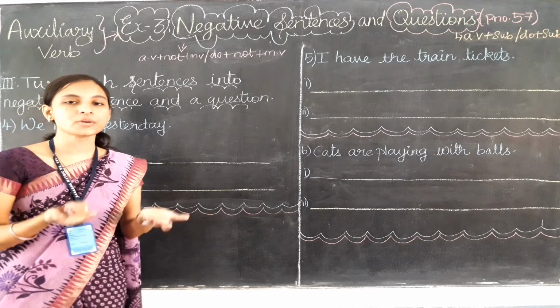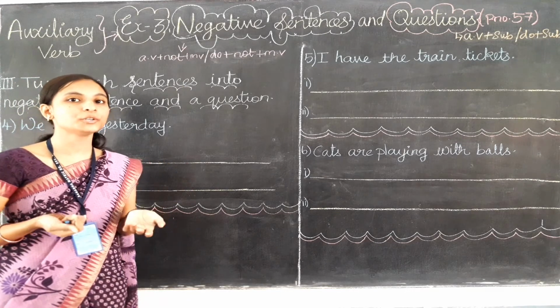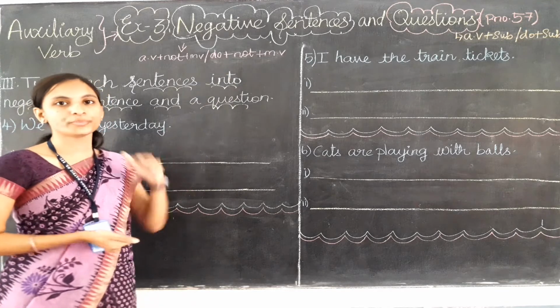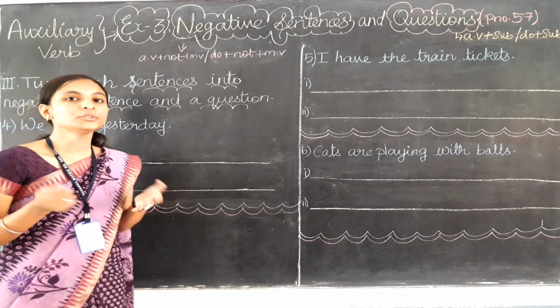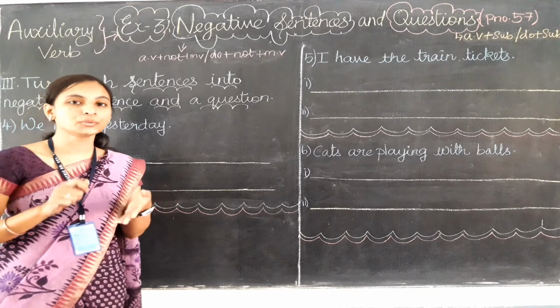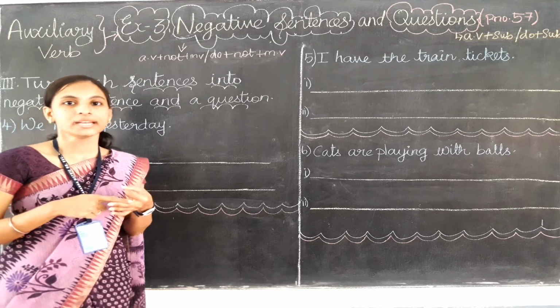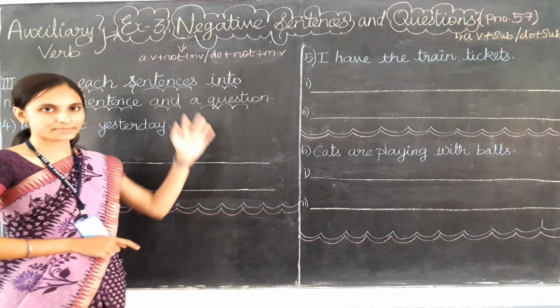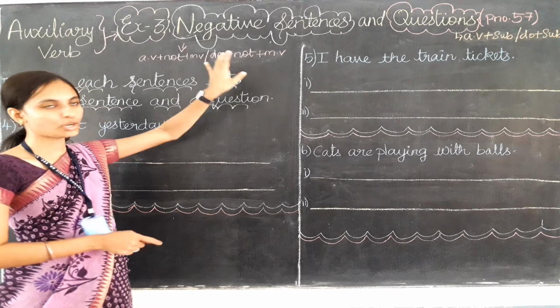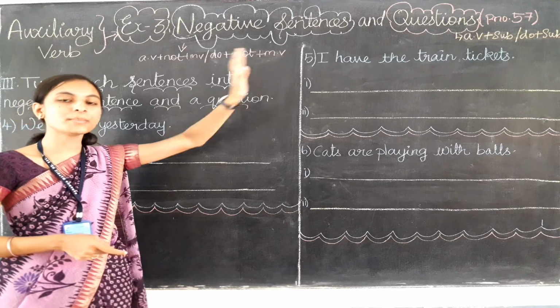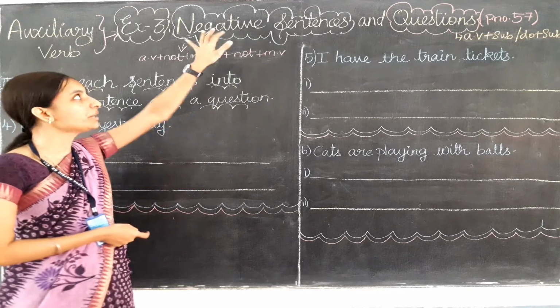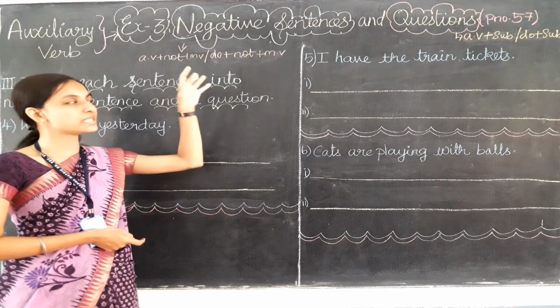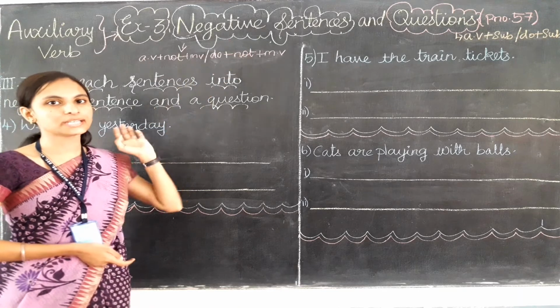Suppose there is no auxiliary verb in a sentence, what will you do? You need to use the do form verb. You will use the do form verbs, that is do, does or did only, depending upon the time of the action. You will write the subject first and then the do form verb and not and the main verb and all other things to make it into a negative sentence. These are the 2 rules to make the negative sentence.